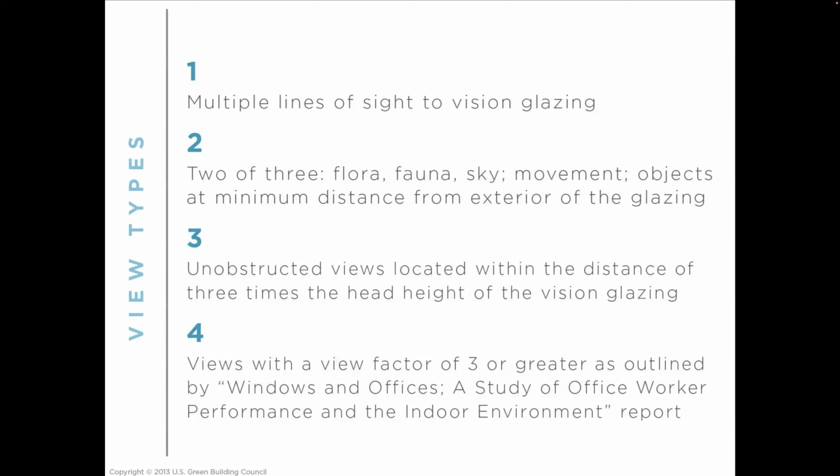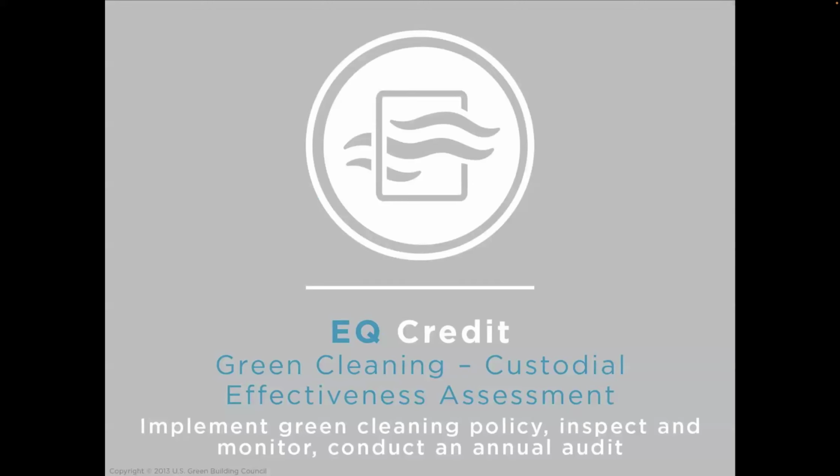All right. And unobstructed views located within a distance 3 times the height of the vision glazing. So again, what does that mean? They have a picture of what that means and how you have to define it. And you have to show that you meet that when you upload your documentation for it. Again, this is kind of challenging on the average building, but ultimately, if it's designed that way, it's actually a pretty good way to get points.